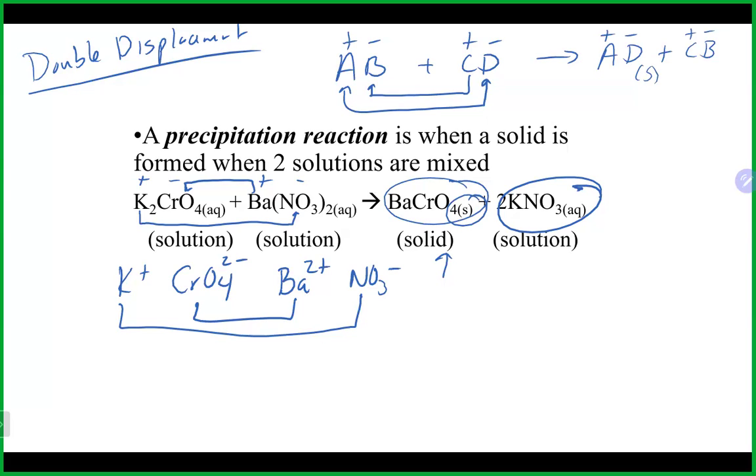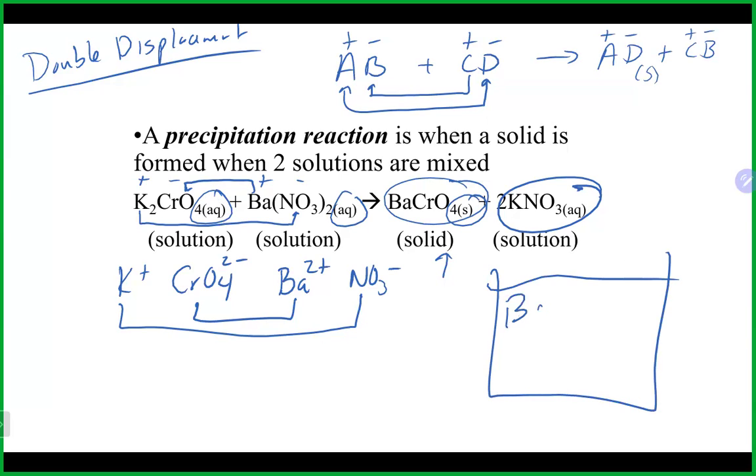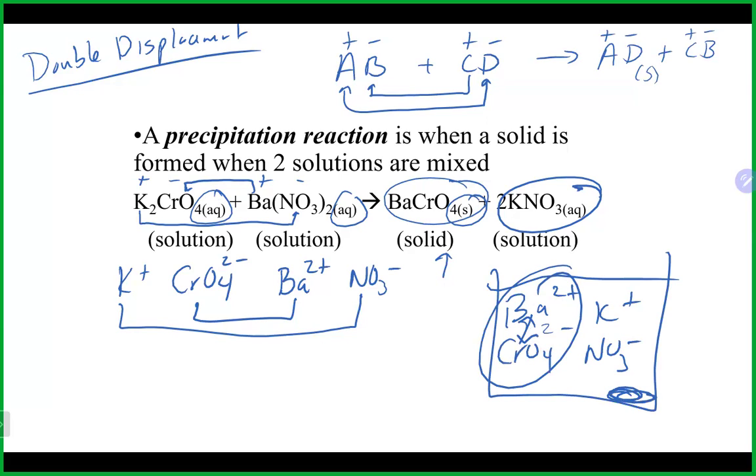What is really happening when you throw these two solutions into a beaker is you have barium floating around, potassium floating around, chromate floating around, and nitrate floating around. These two guys will like each other and come together and make a solid. These other two guys are just floating around still. They're what are referred to as spectator ions. They're not doing anything. They're not making the solid that's being formed in this case.